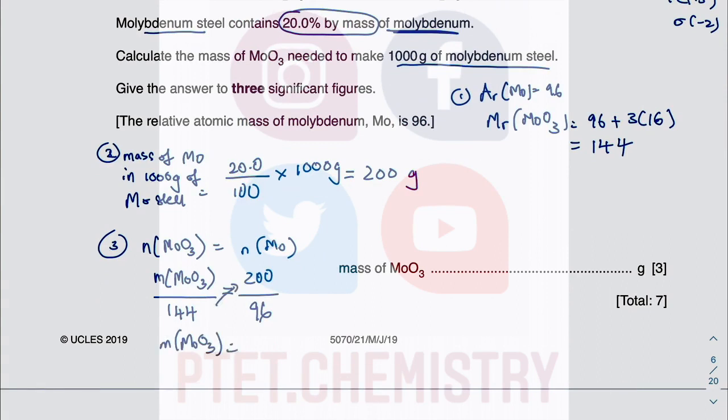I want to make the mass of MoO3 the subject. So move 144 to the other side. It will be 144 times 200 divided by 96. Your calculator will show you 300 gram. And you want the answer to 3 significant figures. That is 3 significant figures: 1, 2, 3. 3 sig fig there. Okay, so I hope that's alright for you.